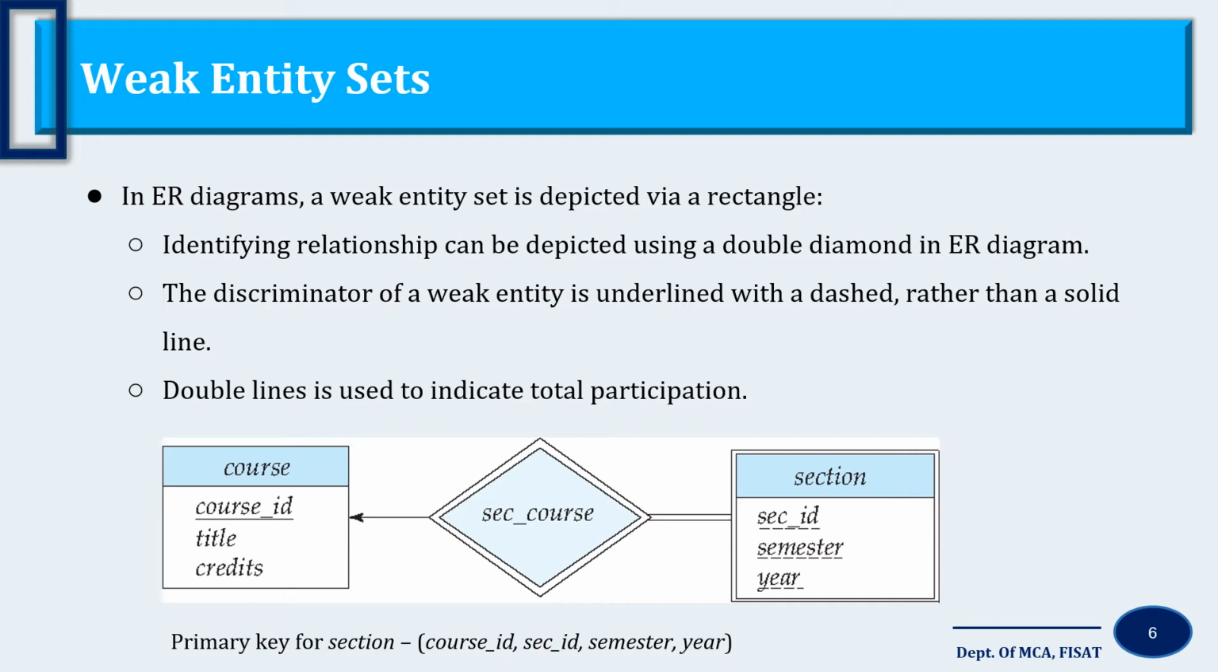And here the section is the weak entity set. From the section to the course, the relationship is many to one, and the participation is total. The primary key of the section is the primary key of the strong entity set course, that is course ID, plus the discriminators of the weak entity set: section ID, semester and year. So the primary key of the weak entity set section is the discriminators plus the primary key of the strong entity set.